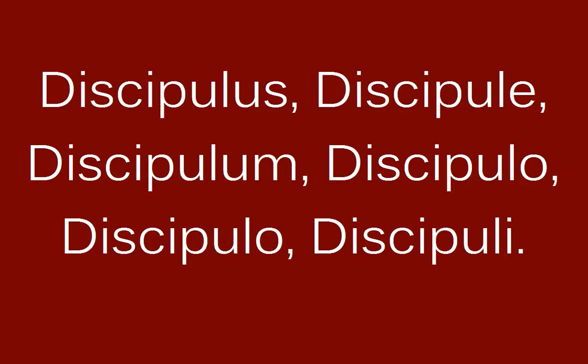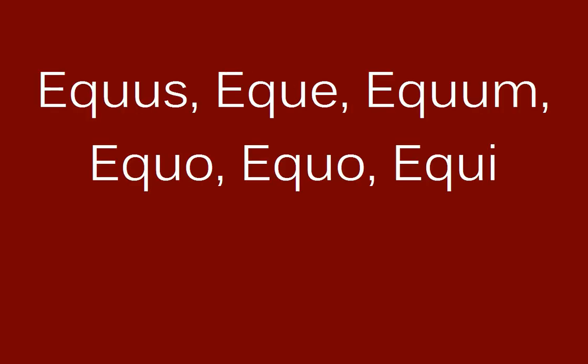For the endings. Pupil. Discipulus, discipule, discipulum, discipulo, discipulo, discipuli. Us, e, um for the endings, and then o, o, i. Horse, equus, eque, equum, equo, equo, equi. Following the same pattern. Us, e, um, o, o, i.